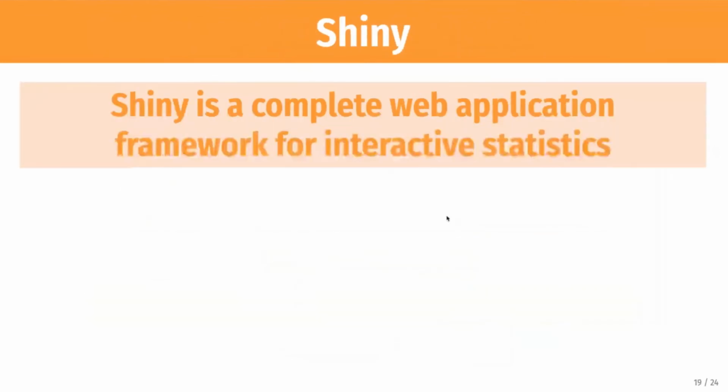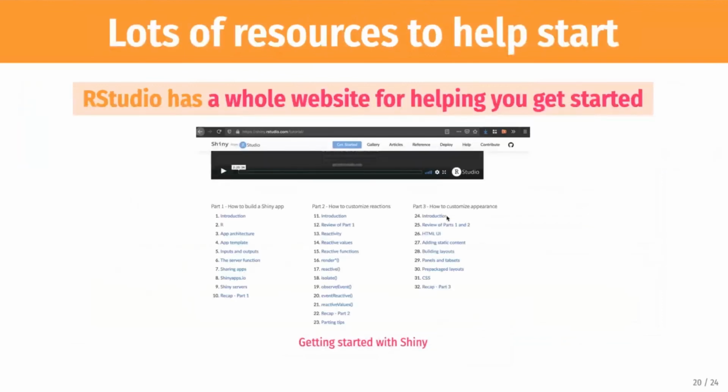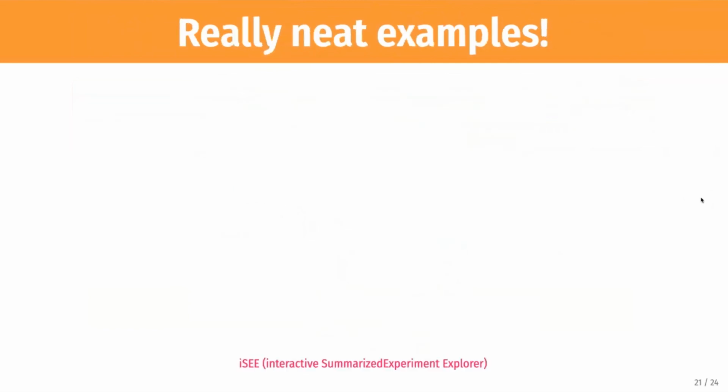It's way more complicated. I've never actually made a standalone Shiny app all by itself, and I have no intention of ever doing it because it is hard. But you can incorporate some of the Shiny type things into Flex Dashboard and make it a little bit more reactive. So you can choose specific variables, for instance, and it'll refresh the page. So that is possible. You can do Shiny type things with Flex Dashboard. Again, RStudio has tons of documentation. They have like a 32-part class on how to make Shiny apps. Go through that if you want to. It's complex. But you can do really cool things.